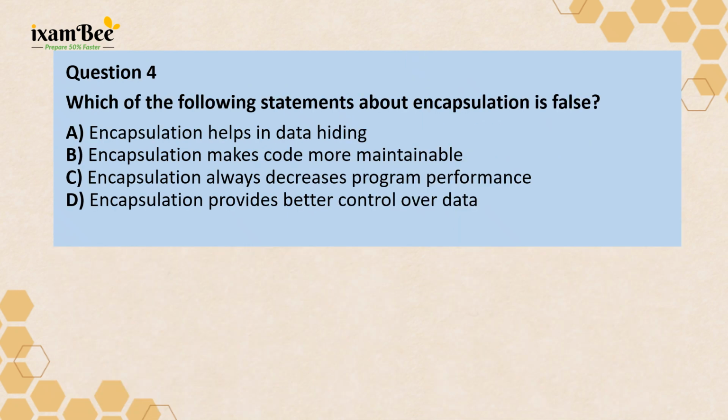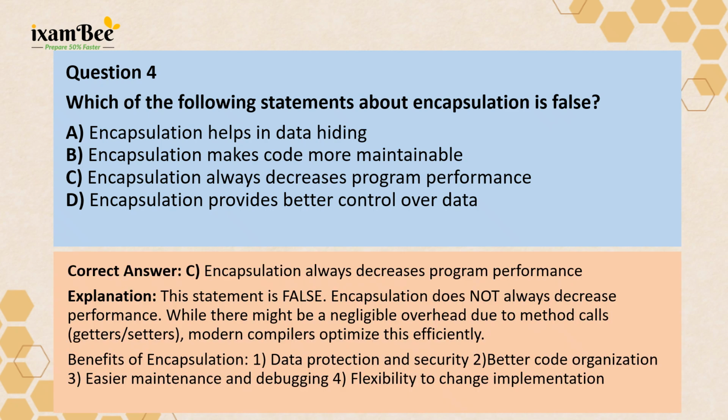In this question, you have to tell which of the following statements about encapsulation is false. Encapsulation helps in data hiding. Encapsulation makes code more maintainable. Encapsulation always decreases program performance, and encapsulation provides better control over data. The correct answer here is C. Encapsulation always decreases program performance.